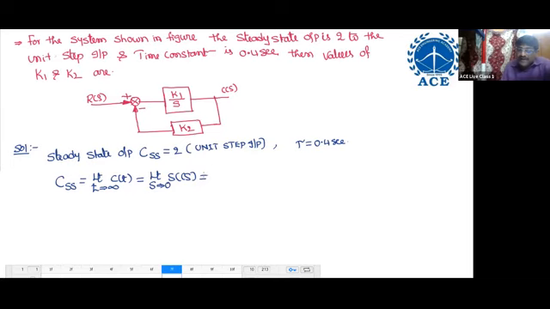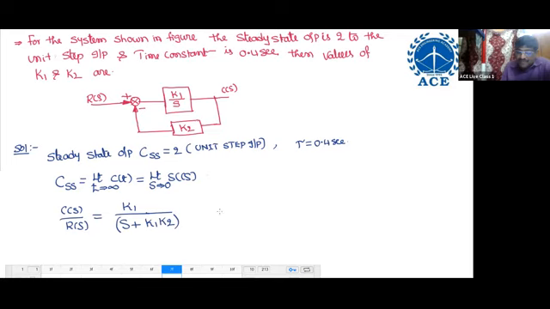From the given system, find C(s) by R(s). What is C(s) by R(s)? Find the closed loop transfer function, then substitute here for C(s). So what is the closed loop transfer function? C(s) by R(s) equals K1 by s, opposite sign of the feedback, plus the numerator term K1 product with feedback gain K2. So this is the closed loop transfer function.